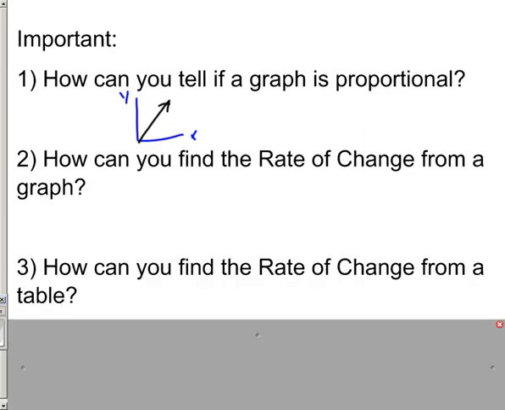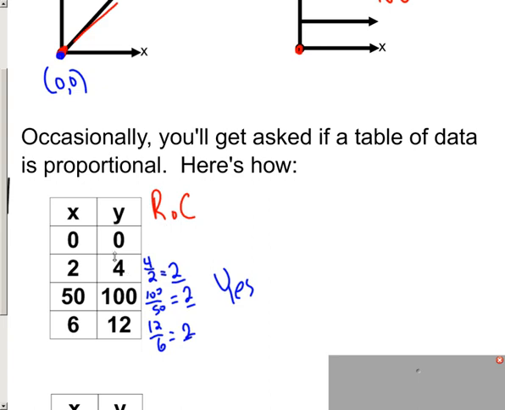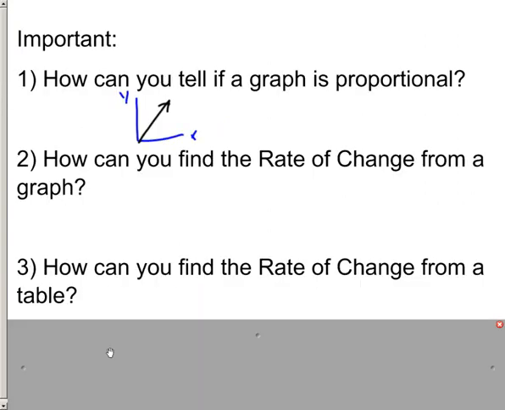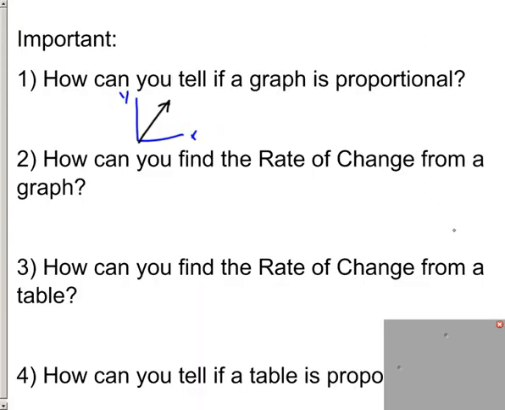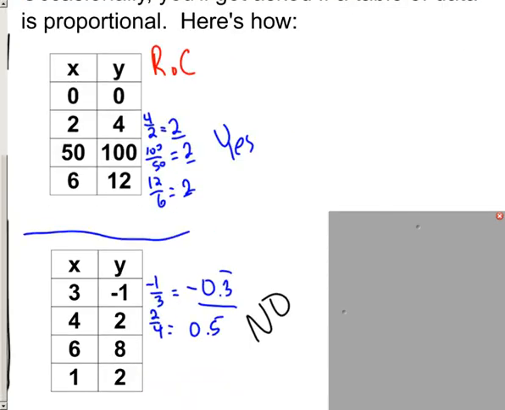Number 3, how can you find the rate of change from a table? Well, it's set up for you to literally take the y and divide it by the x. There's your rate of change. Don't use the 0, 0. Again, that's the origin. You'd get an error message. And then the last question, how can you tell if a table is proportional? Well, that's where essentially you go through and you find the rate of change all the way down. And if it's the same, yes, it's proportional. If it's different, like it was here, then no.